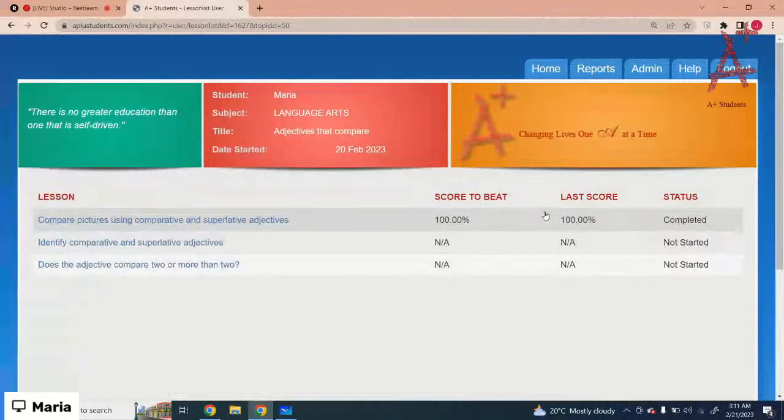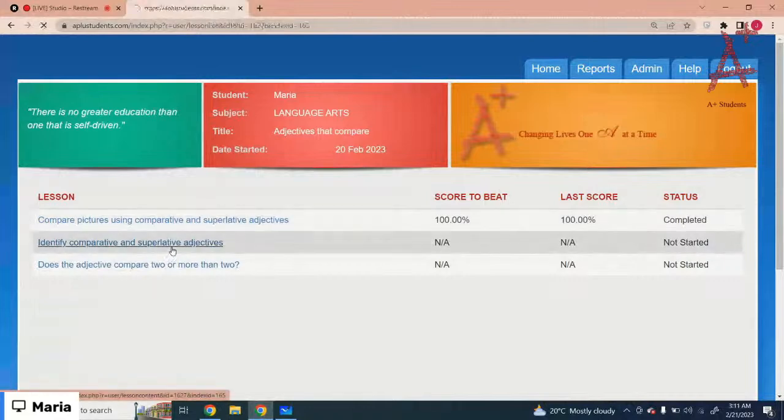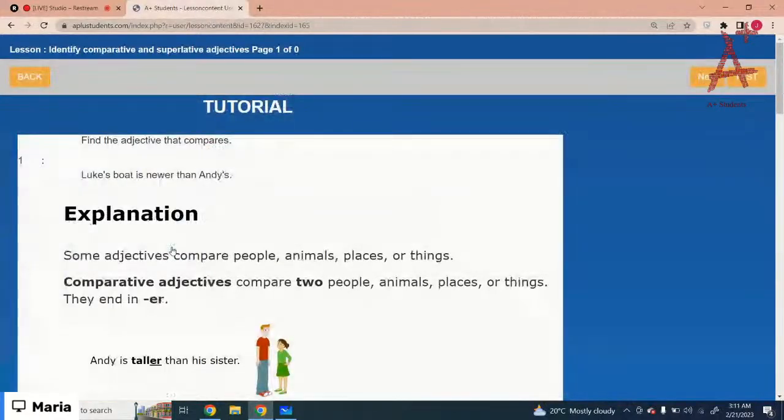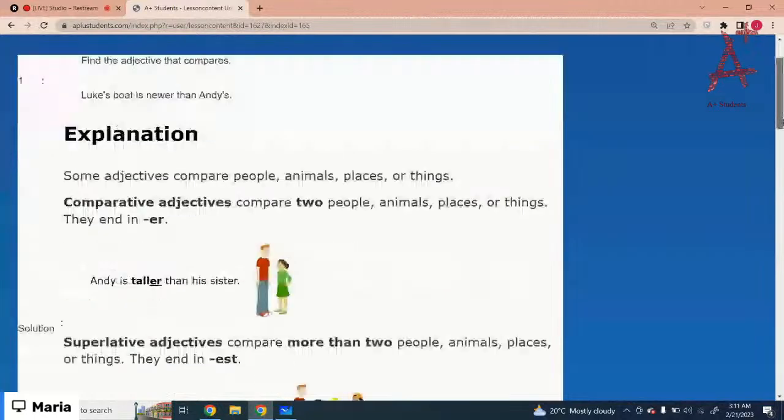The next one is identify comparative and superlative adjectives. Now we're going to identify them. Got it? It is very easy to identify them. If you have an er with the adjective, that means that one is the comparative one. Got it? If you have est, I forgot the name, it would be the superlative.